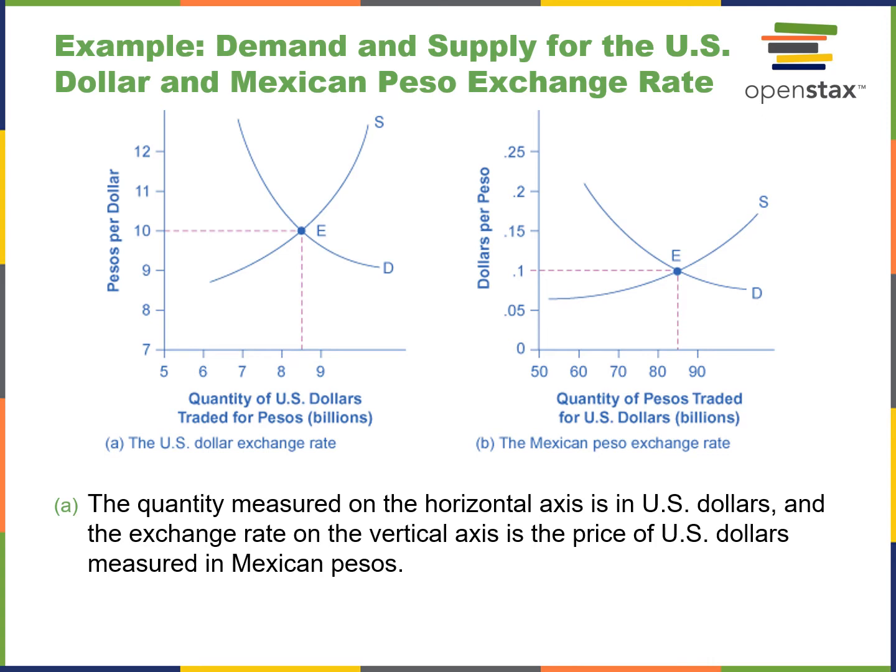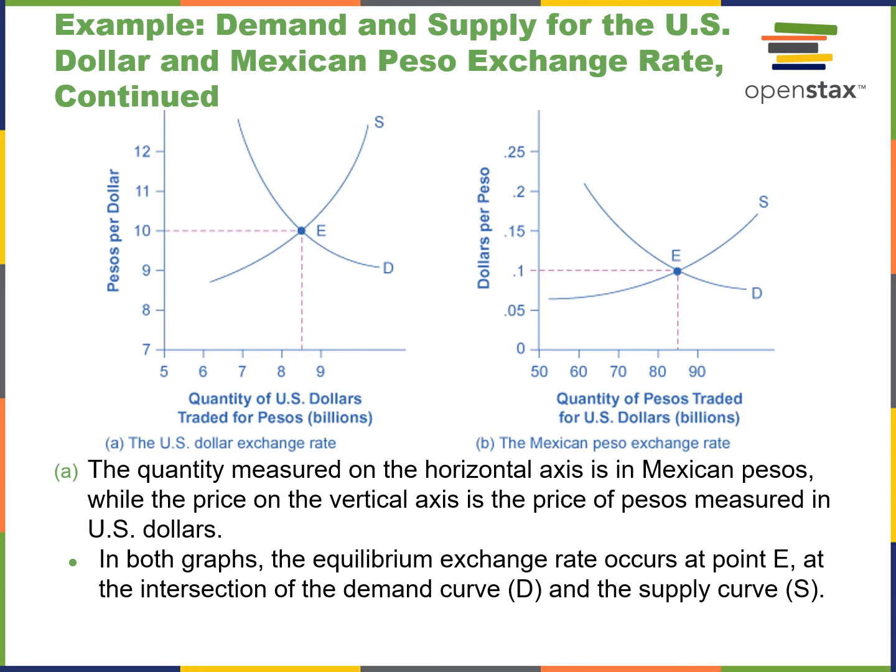If you flip it, you have dollars per peso. In this case, you have the quantity of pesos traded for US dollars. You can notice these are decimal points. The equilibrium point is at 0.1 and about 85.